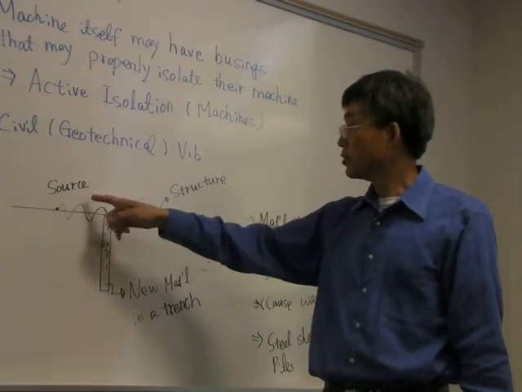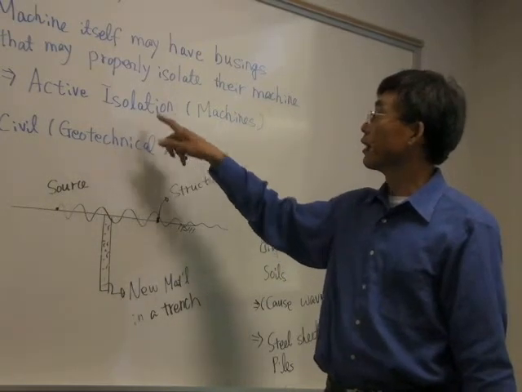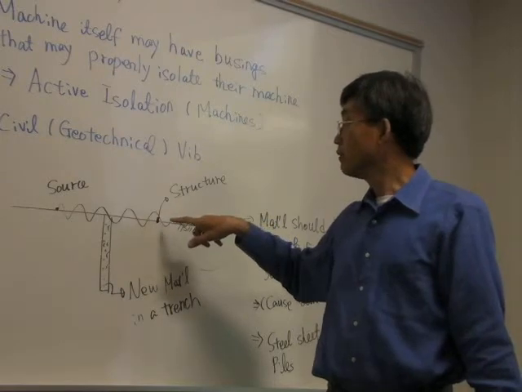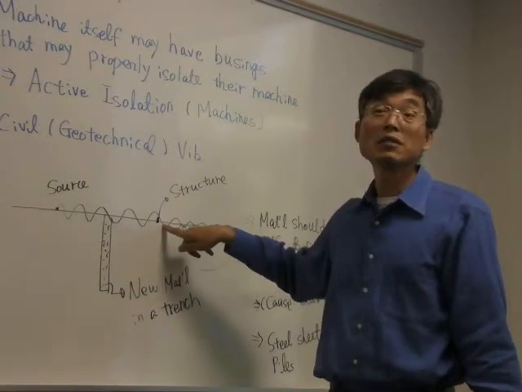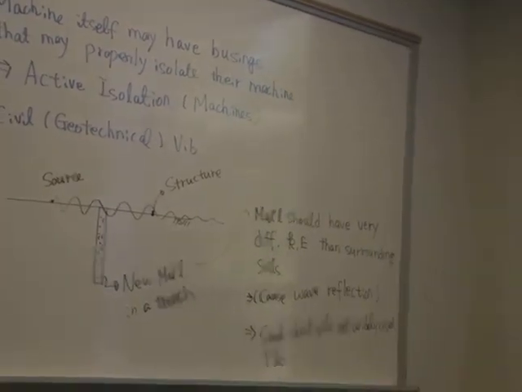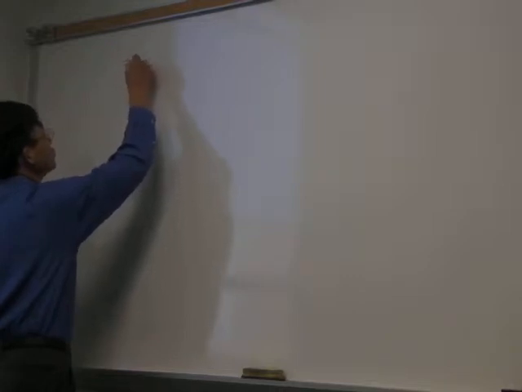Okay. Isolation of the source itself is also called active isolation. Isolation of our individual structure is called passive isolation. We will talk about both techniques. And let's still think about what kind of materials may be used. How about just the hollow space? We put nothing.